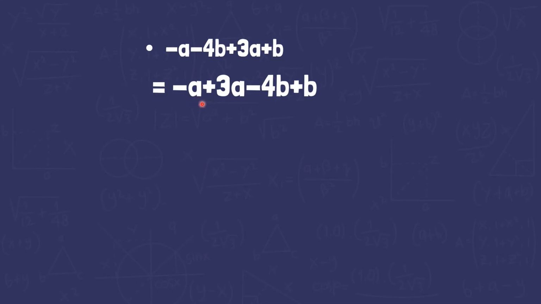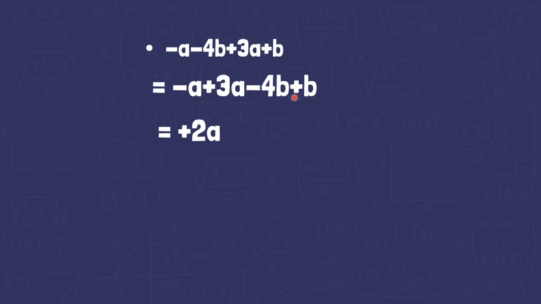Now remember, I told you different signs means subtract, right? So both of them have different signs. The first one is the minus sign and the next one is the plus sign. So we are going to be subtracting them. So 3a minus 1a is equals to 2a. We use the plus sign because 3 is the greater number over here and this has a plus sign.